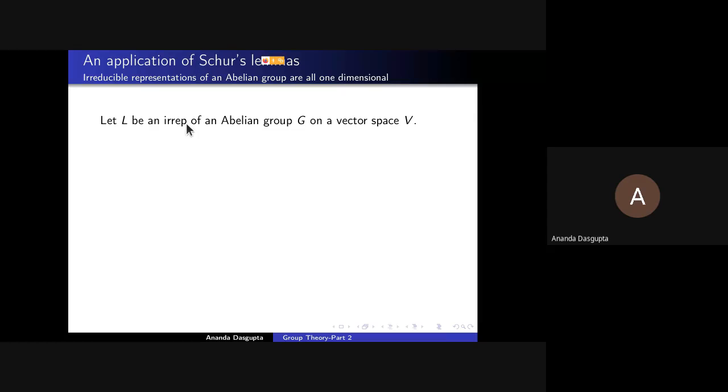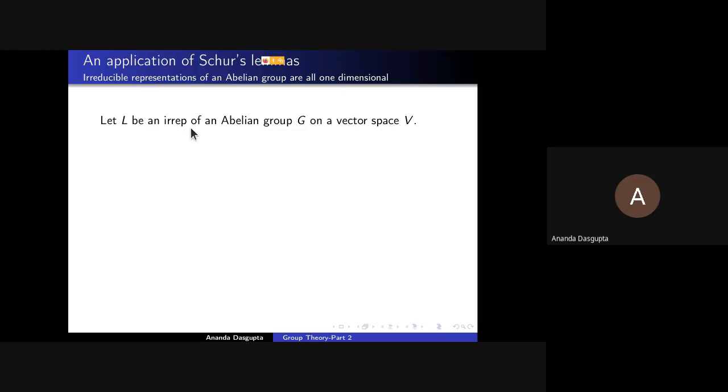By the way, irreducible representation is a mouthful. It's very difficult for me to pronounce it nicely. Irrep is much simpler, and irrep is a standard abbreviation. So I will call it an irrep.